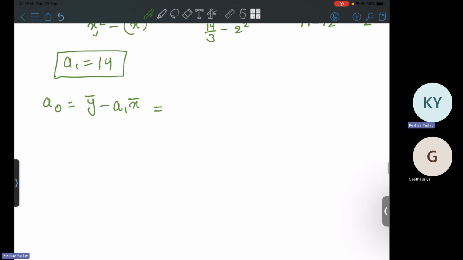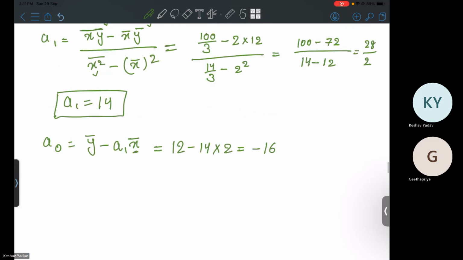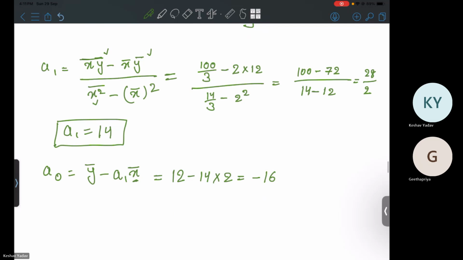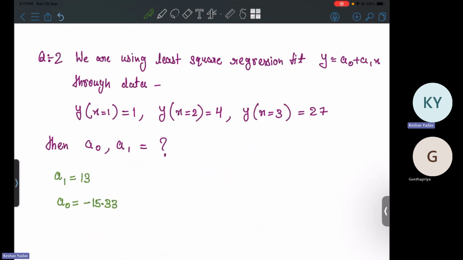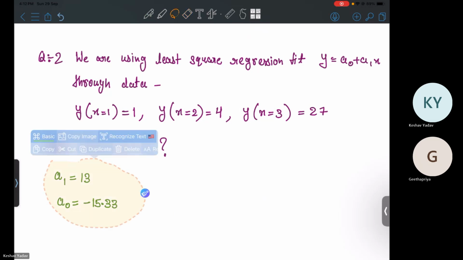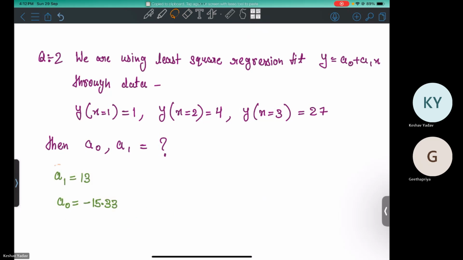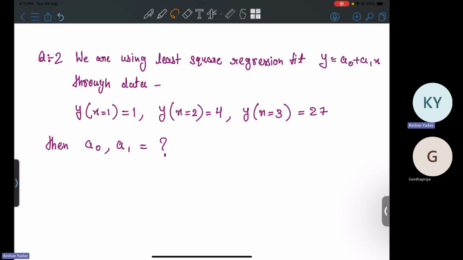Now I need to find out A naught. A naught is Y bar minus A1 X bar, which is 12 minus 14 multiplied by 2, so it will be equal to minus 16. Okay, clear? Now you solve this problem and tell me the answer.